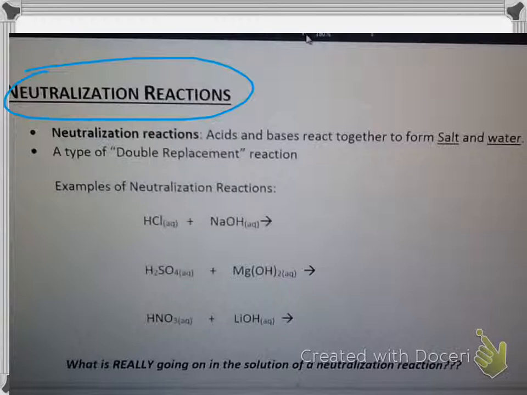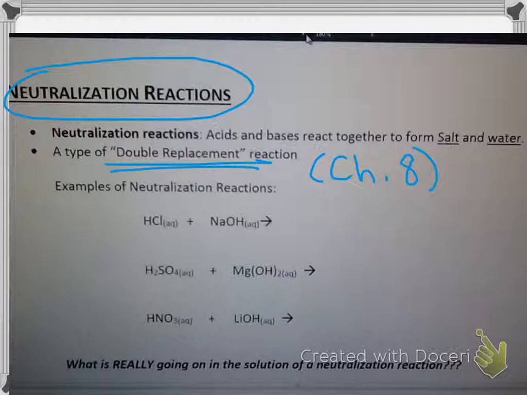Now, this is actually a type of double replacement reaction. When did we study these? We studied double replacement reactions not too long ago on the last test in Chapter 8. So if you want to go back and look at double replacement reactions in order to predict products for this a little bit more, you can go back and review Chapter 8 if you wish. But let's look at neutralization reactions.